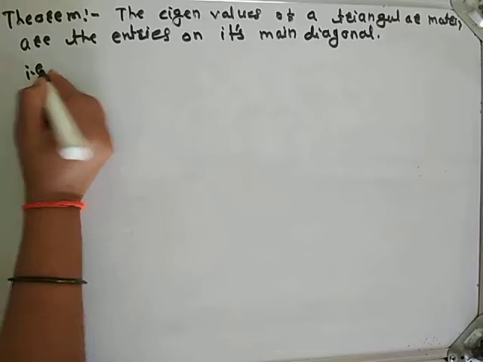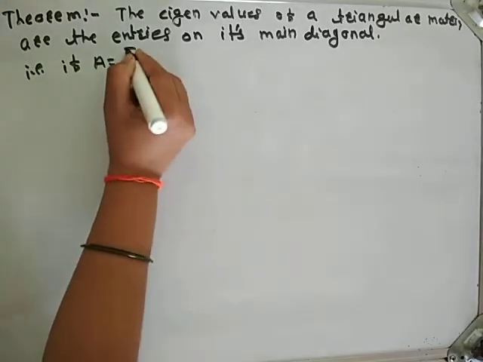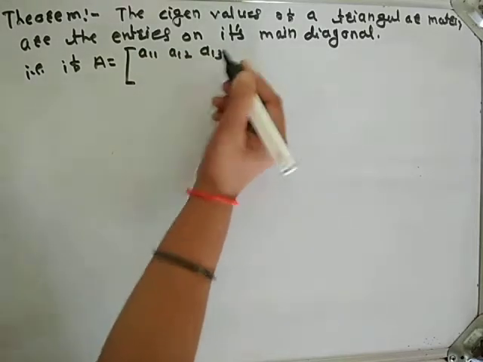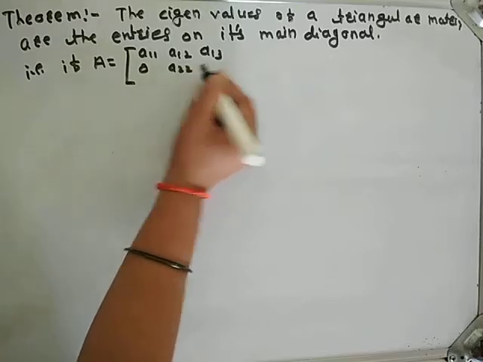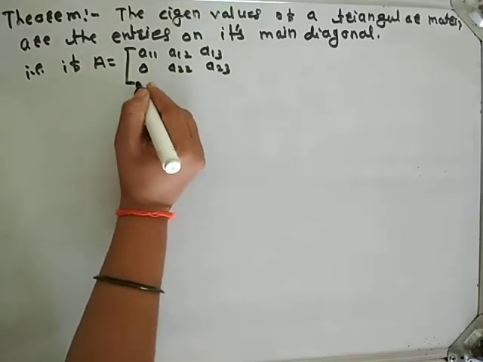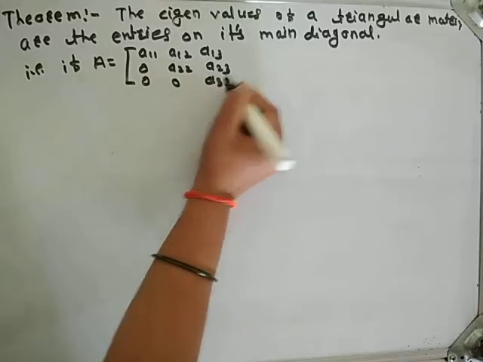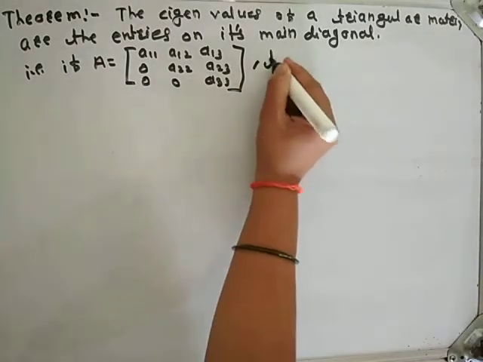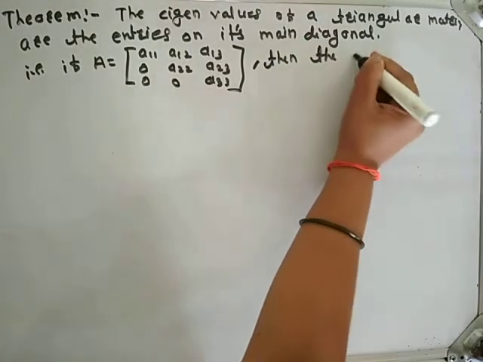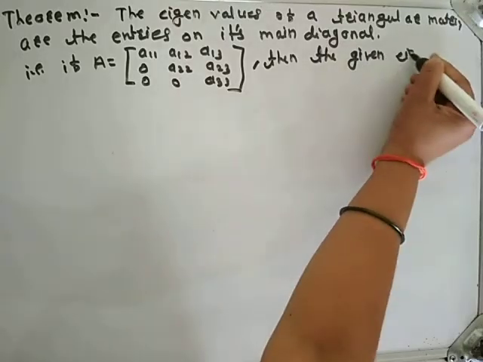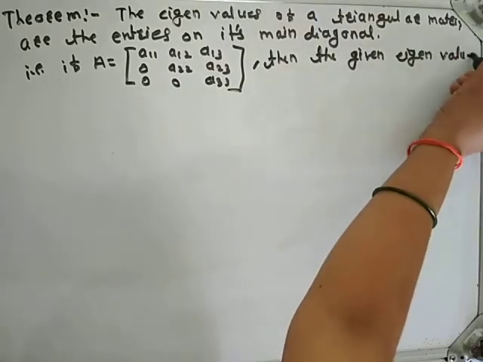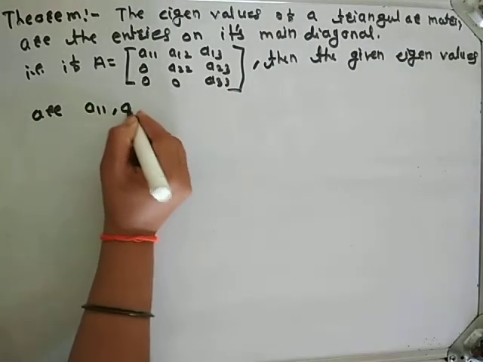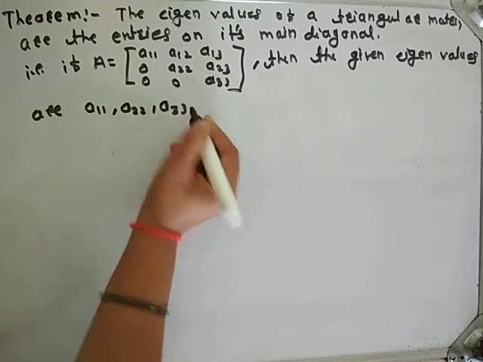That is, if A is equal to the matrix A11, A12, A13, 0, A22, A23, 0, 0, A33, then the eigenvalues are A11, A22, A33.